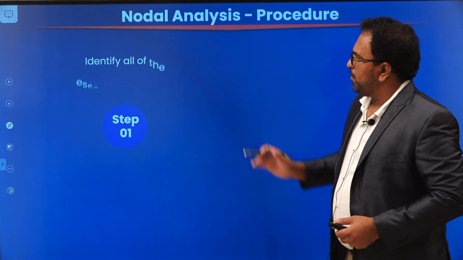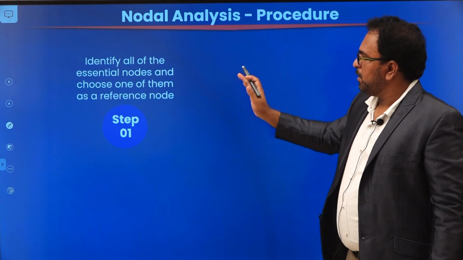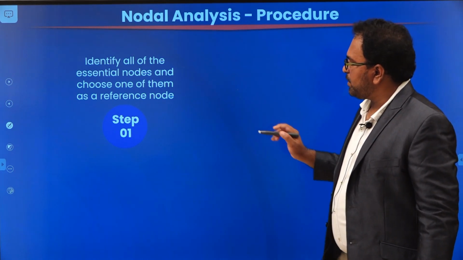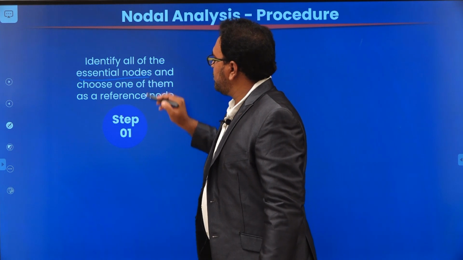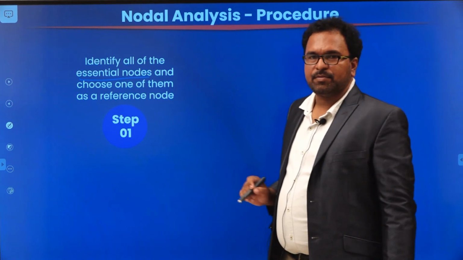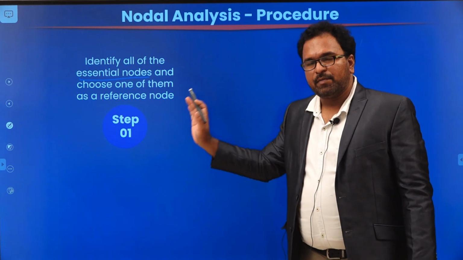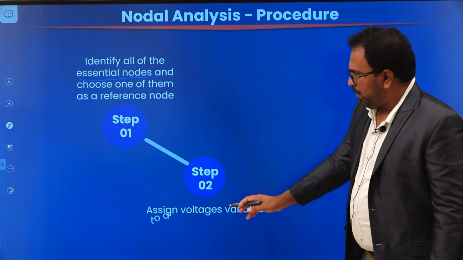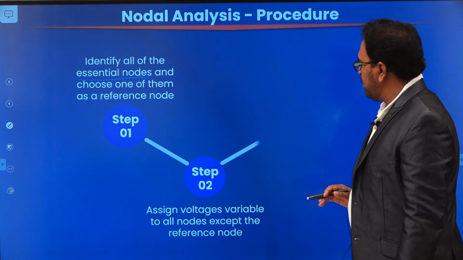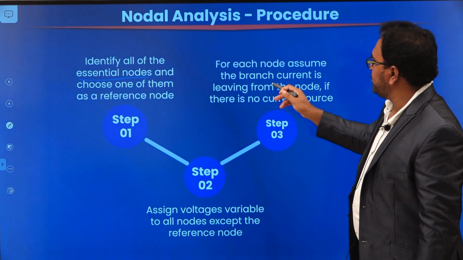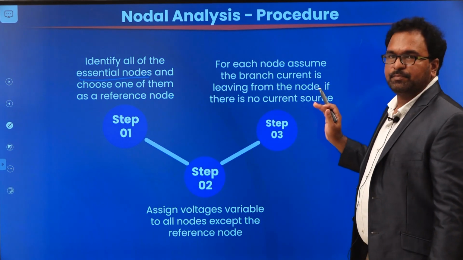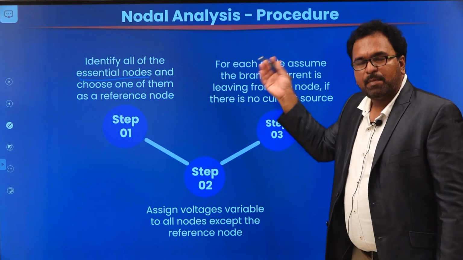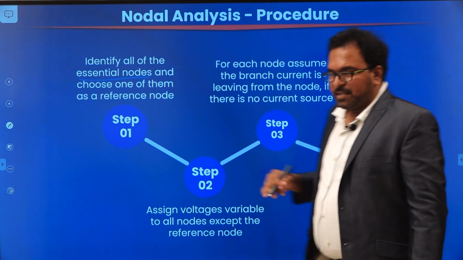The first step is to identify all the essential nodes. What is the first step in mesh analysis? To identify the number of meshes. In nodal analysis, the first step is to identify the nodes and choose one of them as a reference node, and the remaining become essential nodes. Step 2, assign the voltage variables at each node. Step 3, at each node, we assume the branch current is leaving from that node, when there is no current source involved.